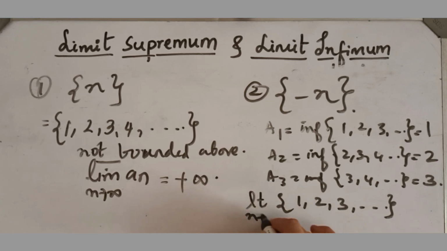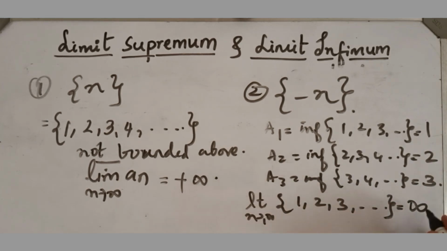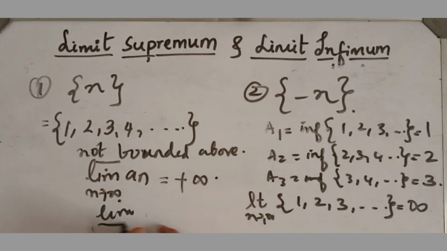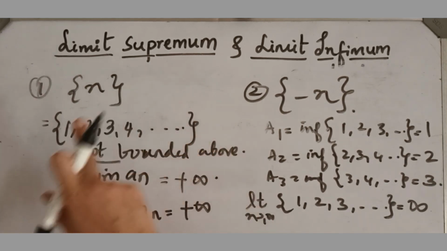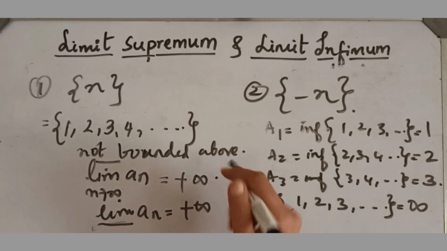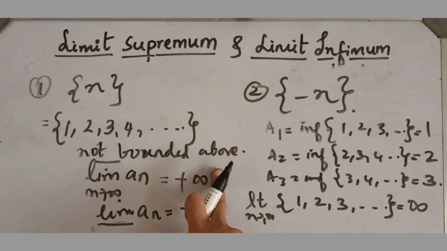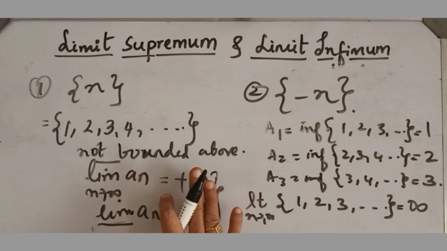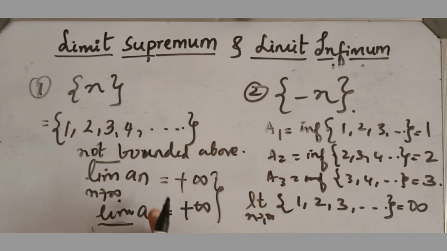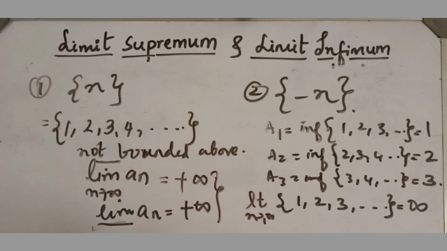Limit as n tends to infinity, as it goes on, the limiting value is also infinity. Therefore, in this case, the limit infimum of this sequence a_n is also plus infinity. Though it is bounded below, its limit infimum is plus infinity. So if limit supremum and limit infimum both are equal to plus infinity or minus infinity, in that case the given sequence is divergent. Here the given sequence is divergent.